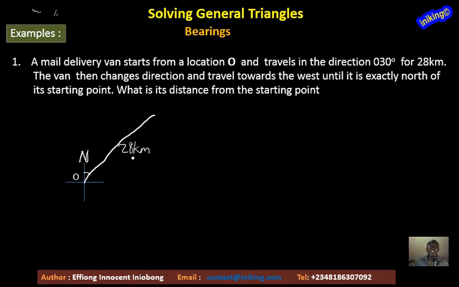The question goes further to say that after 28 kilometers, the van then changes direction and travels towards the west. On arriving at this point, it decides to travel towards the west. Of course, my west should be that way, until it is exactly north of its starting point. Where is the starting point? The starting point is point O there, and the north of it means up that way, which means this is the stopping point.